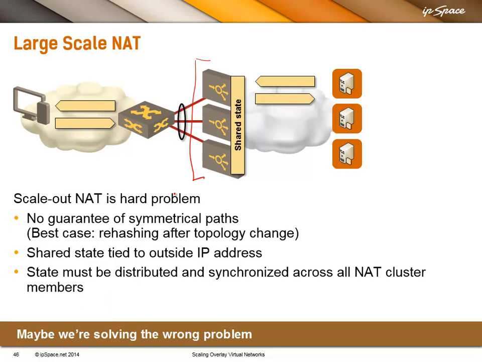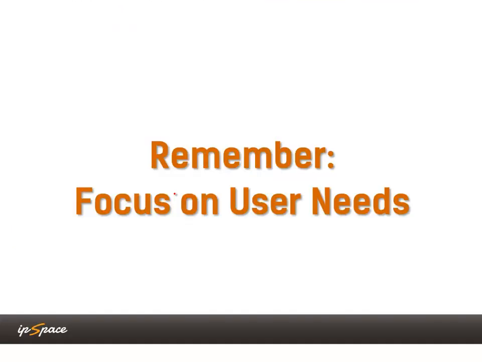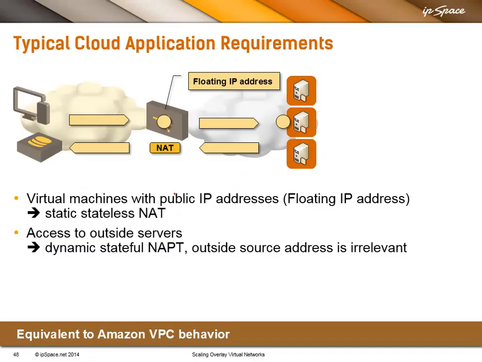There are solutions that solve this problem in one way or another. Some scale better than others, but maybe we might be solving the wrong problem. Remember, we should always focus on the user needs. In this case, we want to have some virtual machine that is available from the outside, and then we might use something like Amazon Elastic Load Balancing here, which is a totally different story. We're not talking about that here. Or we might use a load balancer on this virtual machine.